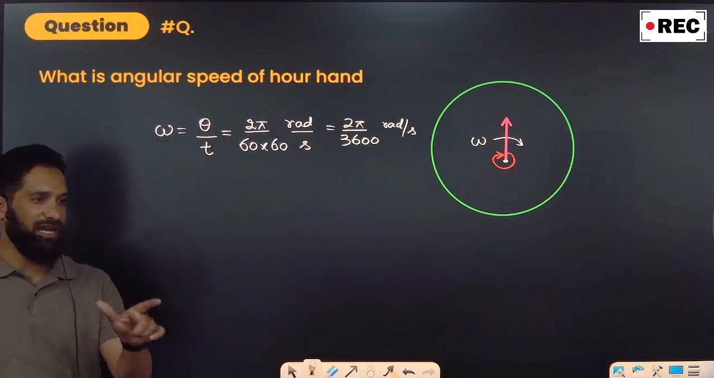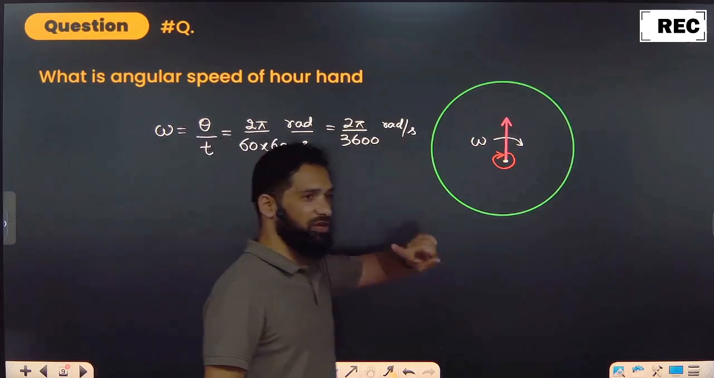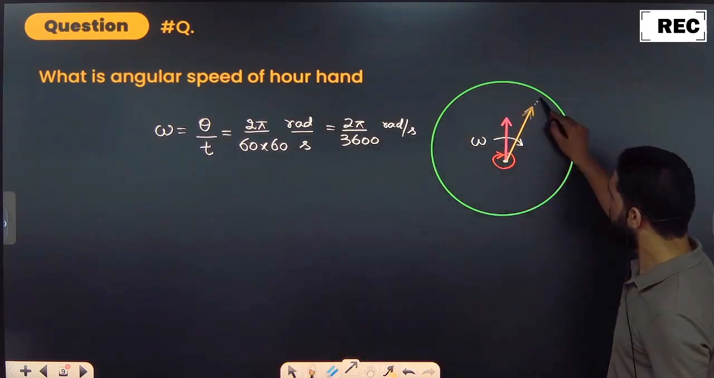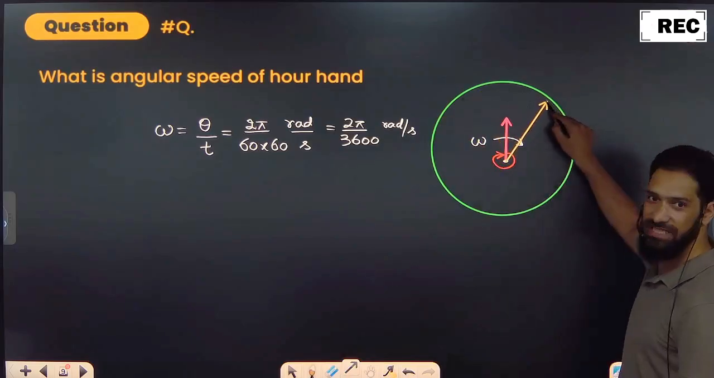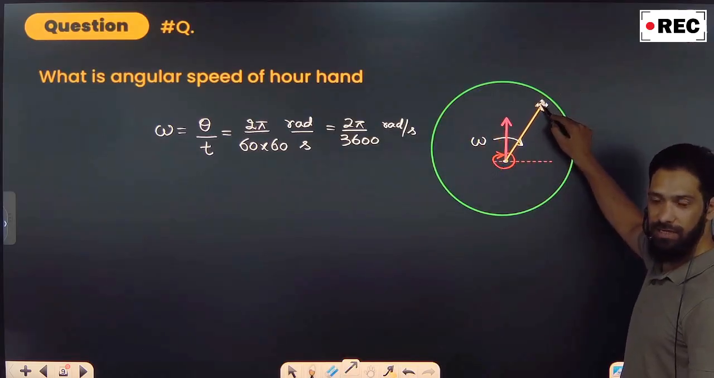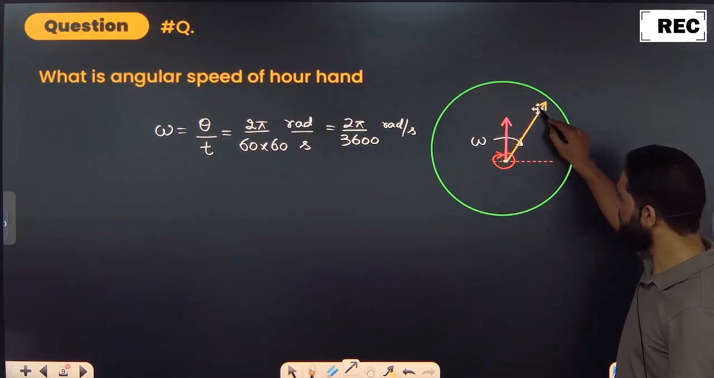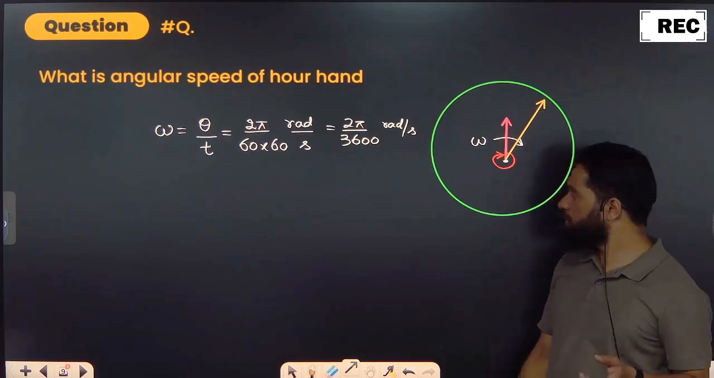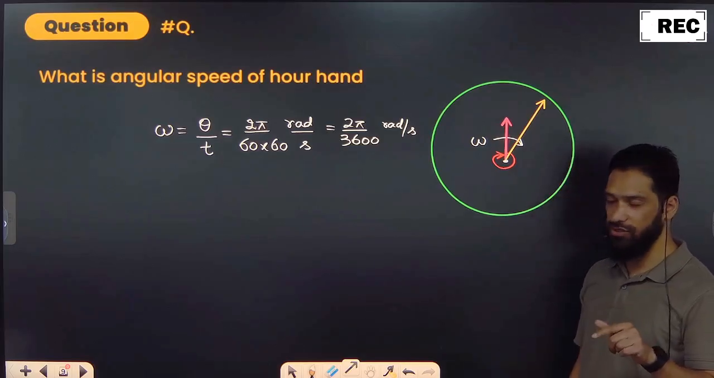Among the hour hand, minute hand and second hand, which has the highest angular velocity? It will be for the longest one, which is the second hand. The second hand takes only 60 seconds, right? So the answer will be 2 pi by 60. How much does the minute hand take? 1 minute? How much does the minute hand take? 60 hours. Oh sorry, 60 minutes.